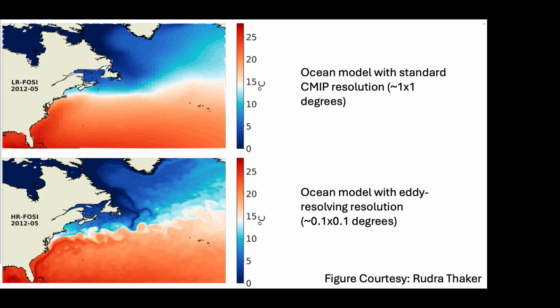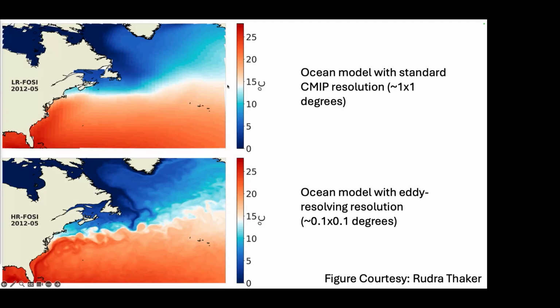And so let's take a look at what these actually look like. On top, I've got an ocean model simulation that uses 1 degree. So this is a very typical CMIP class model. And on the bottom, this is an eddy resolving model where the horizontal resolution is 0.1 degrees. And you see it's very different, right?